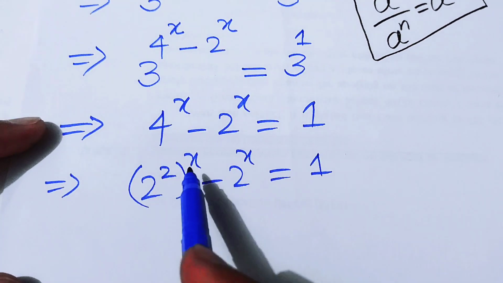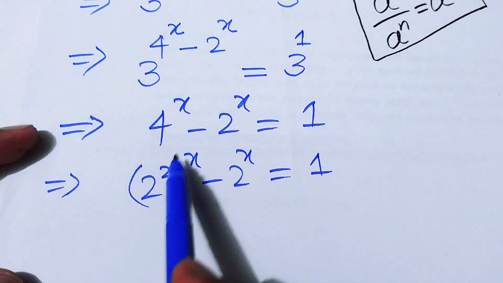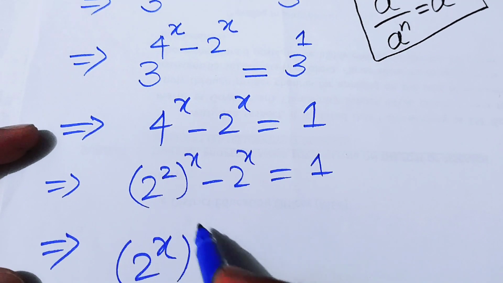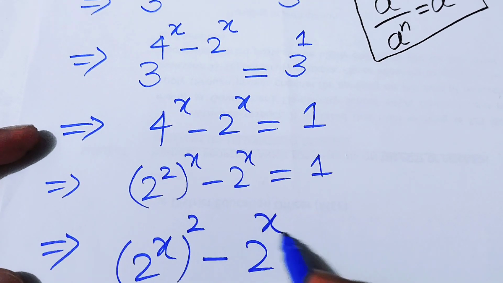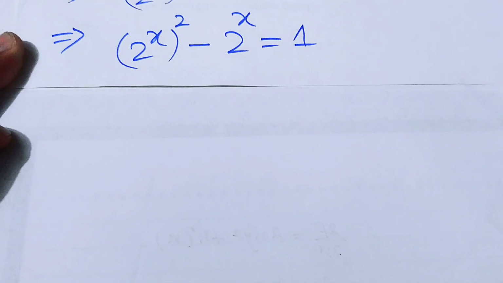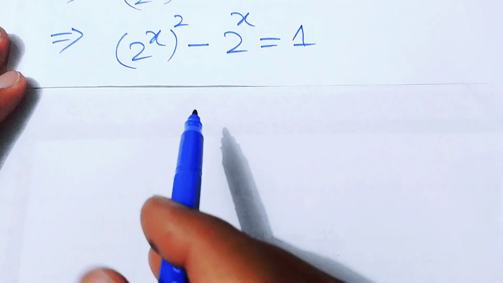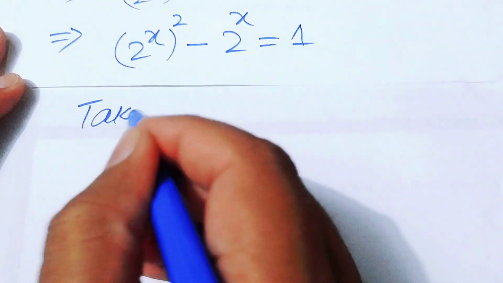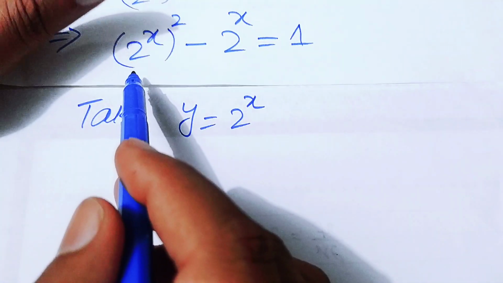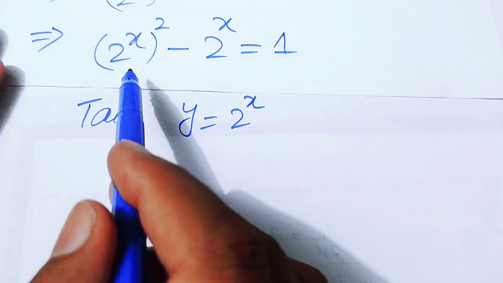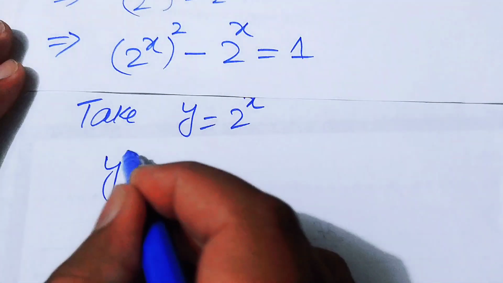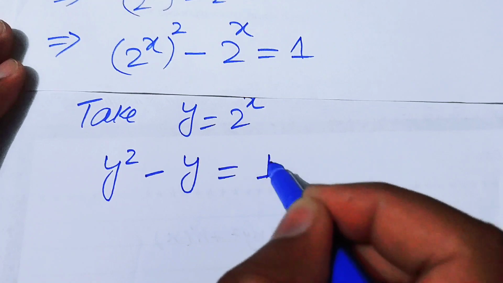And after that we can again use the exponent law, and we just interchange these two exponents, and we can write this term as 2 to the power of x whole square minus 2 to the power of x is equal to 1. So therefore now we convert this exponential form into quadratic form, so that we take here y is equal to 2 to the power of x. So when we put y is equal to 2 to the power of x, this expression becomes y square minus y is equal to 1.